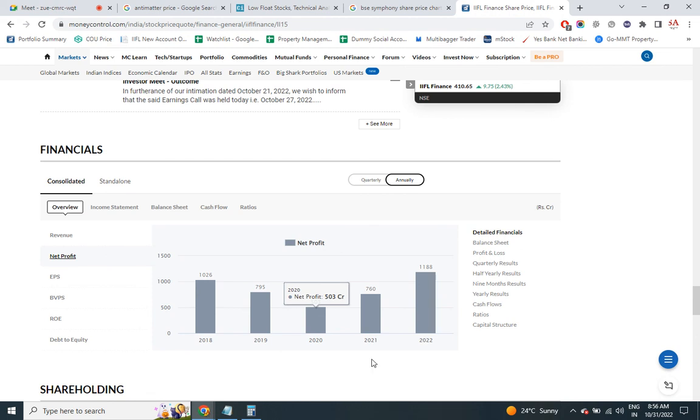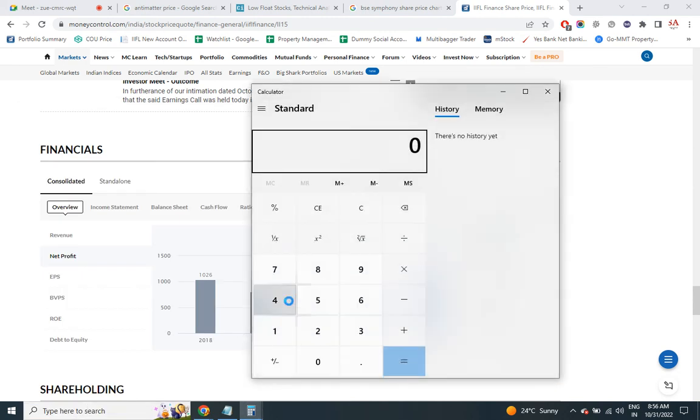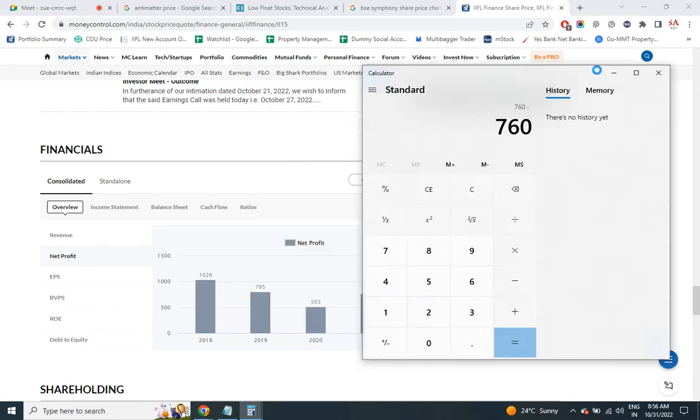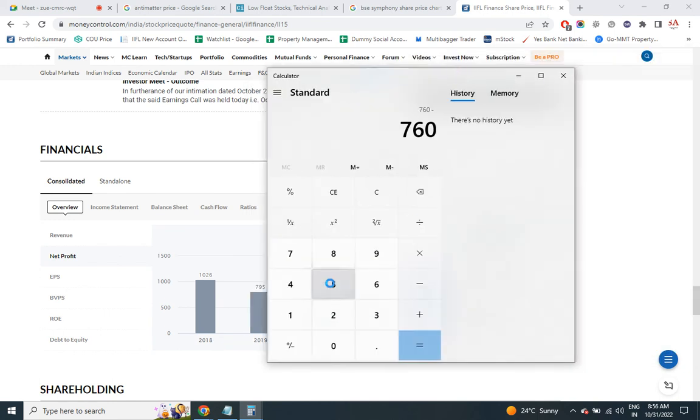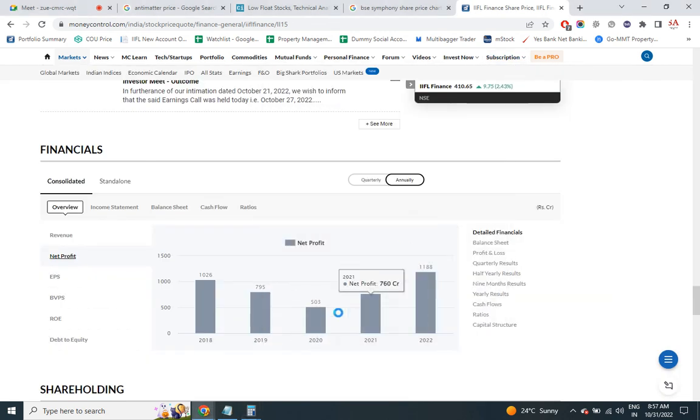From 503 crore, it has increased to 760 crore. So how much is the percentage of growth we can see? 760 minus 503 is 257. What I have to do is divide by the base, 503. This will give me the growth rate. How much? 51%. So the company has grown by 51% between 2020 and 21, post COVID.